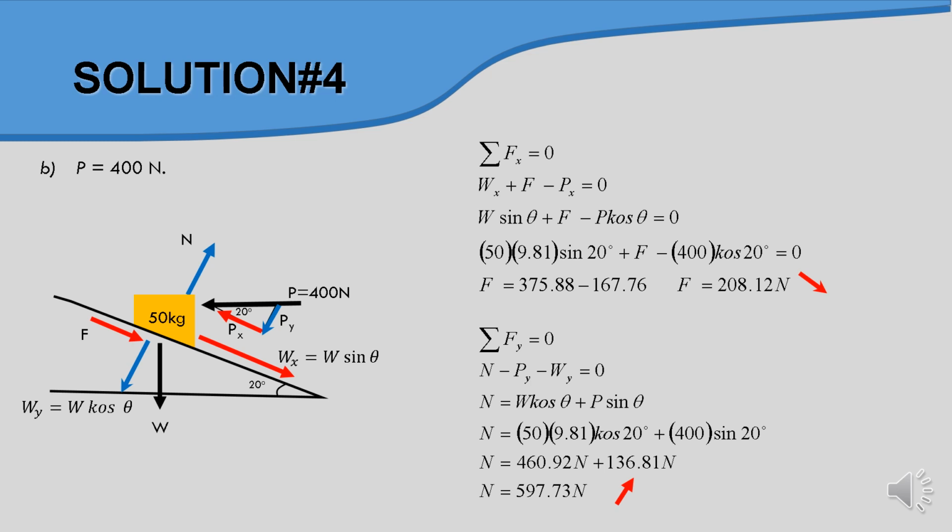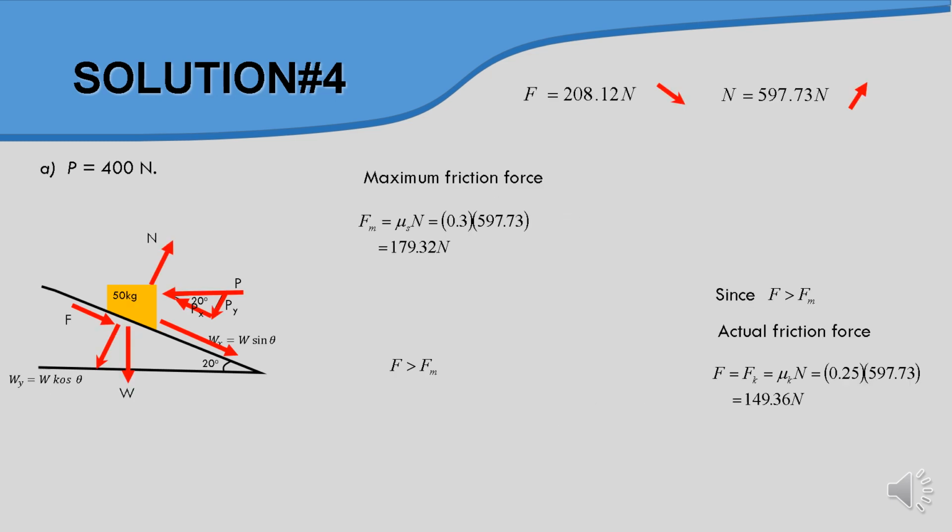In this case of P equal to 400 Newton, the free body diagram is also the same thing. So the Fx equal to 0 is the same, but we need to substitute the value of 400. And then finally we have the F value is 208.12. For the N, it also changes. The equation is the same, but changed to 400, and finally we have N equal to 597.73 Newton.